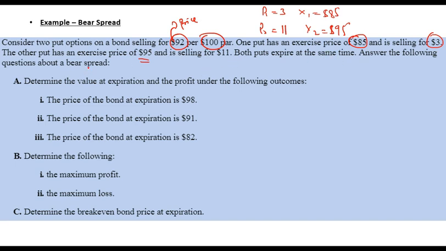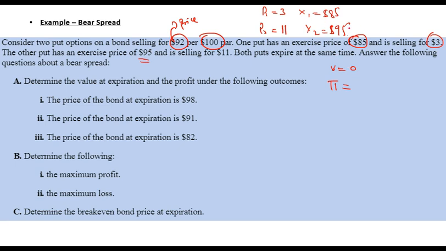Answer the following questions about a bear spread. Determine the value at expiration and the profit under the following outcomes. Price of the bond at expiration is $98. If price is $98, will you exercise this option? No. Will this first option be exercised? No. So that means value will be 0. And what is the profit? Loss of how much?